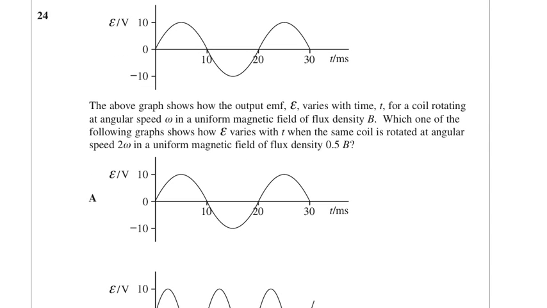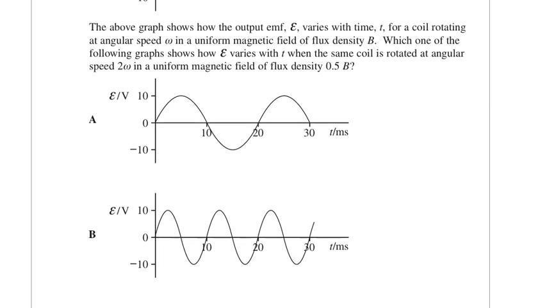Question 24. The above graph shows how the EMF varies with time for a coil rotating at angular speed omega in a flux density B. Which one of the following graphs shows how EMF varies with time for the same coil rotated at angular speed 2 omega in a uniform magnetic field of flux density 0.5 B?